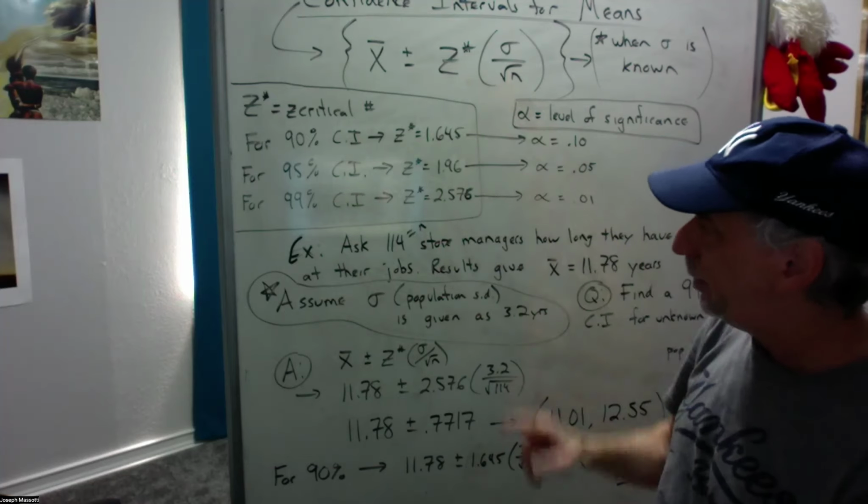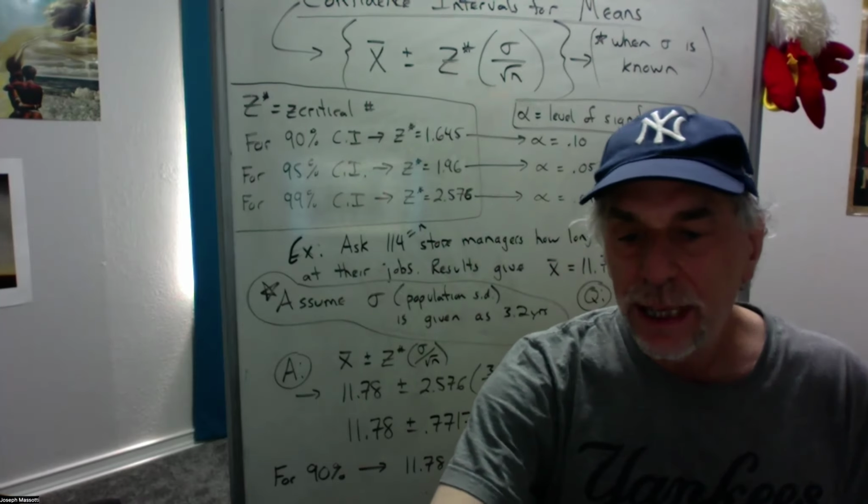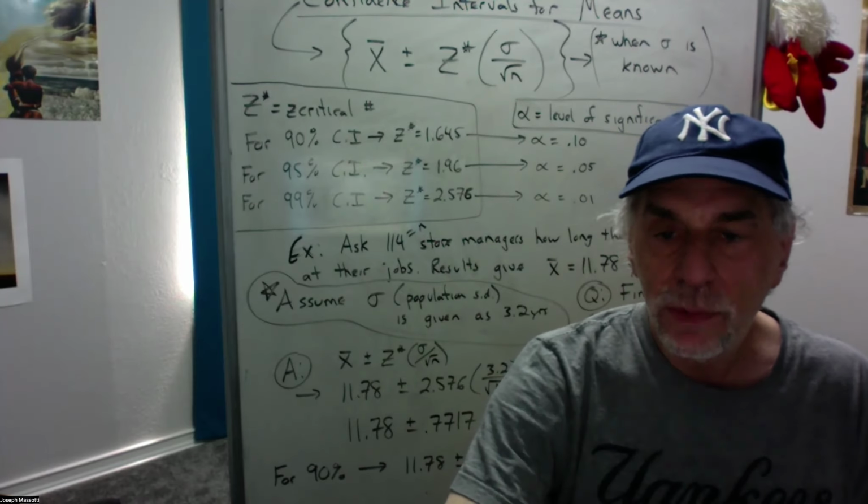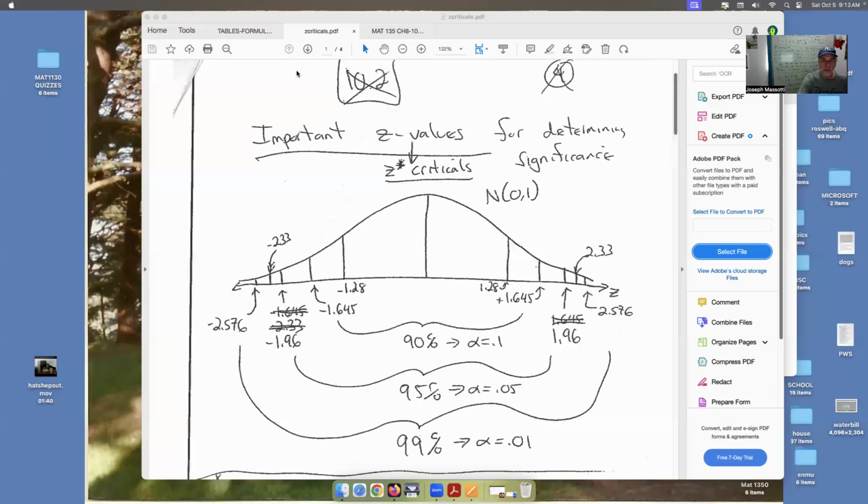That many standard errors. So let's look at that table for a second here to show you what I'm talking about. All right, I'll get rid of this. And this is the standard normal table. Remember, we talked about the standard normal table. 0 is in the middle. And what the Z critical values are the Z values that cut off for 90%.